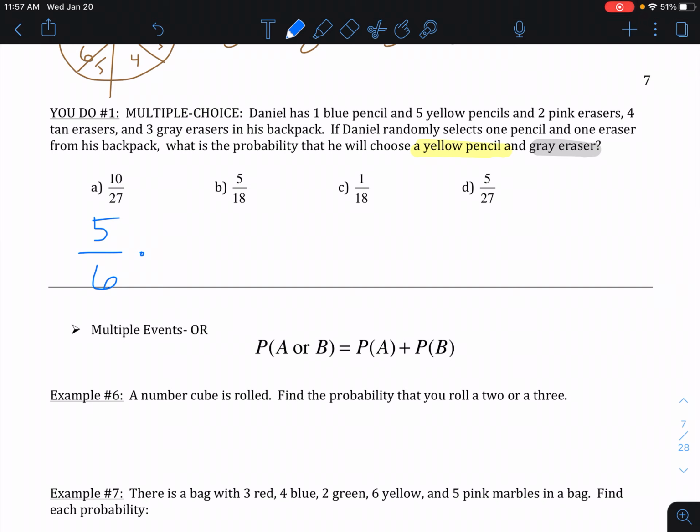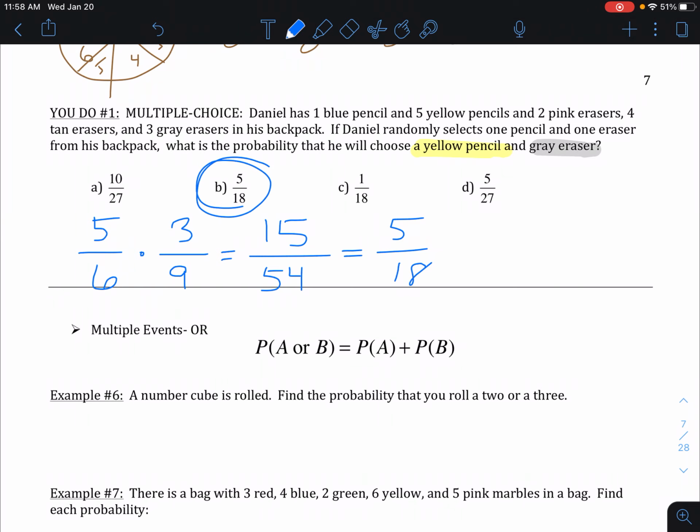We're going to multiply that by the eraser. What's the chance of getting a gray eraser? Well, there's 9 erasers total, and 3 of them are gray. So we multiply that, and then we want to reduce it. You could divide each of those numbers by 3 and get 5 out of 18.